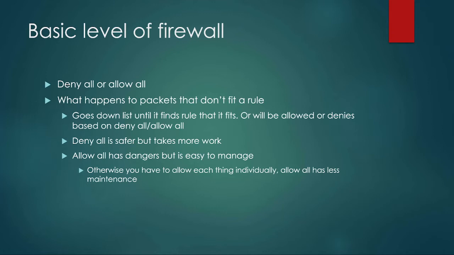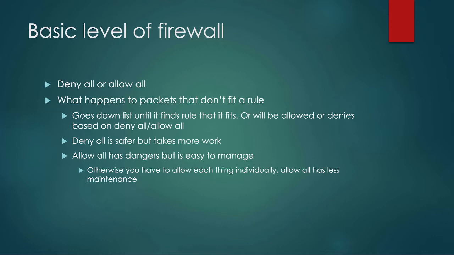At the basic level, a firewall can deny all or allow all. Now, what I mean by that is when we have a firewall, we have a set of rules that we're going to want to follow. If a packet comes in and it doesn't match any of our rules, it's going to start at the top and go down the list until it finds a rule that fits. Or if it gets to the end of the list and no rules fit, then it has to have a deny or allow condition.